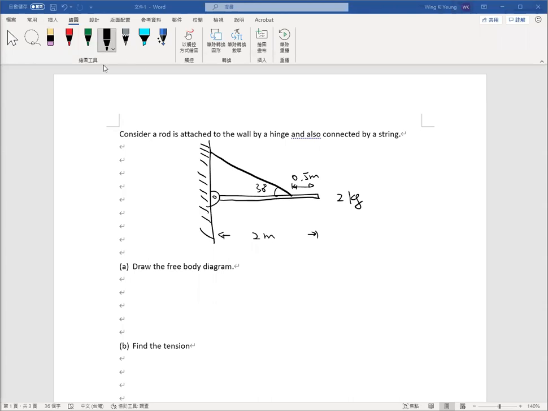So the free-body diagram of the rod: actually there are three forces acting on the rod. First of all, there's the weight of the rod, the mass m times g. There's a tension acting on the rod.